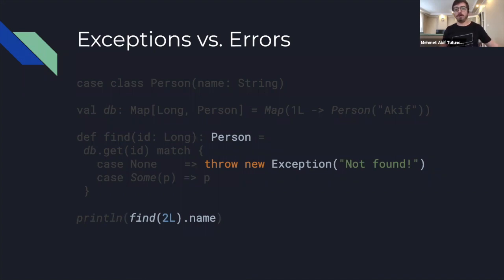But this is the case where referential transparency is broken. The find method defines that it is a person because it returns a person. But if we were to replace the find call with its result, the program is not the same if the person is not found and an exception is thrown.